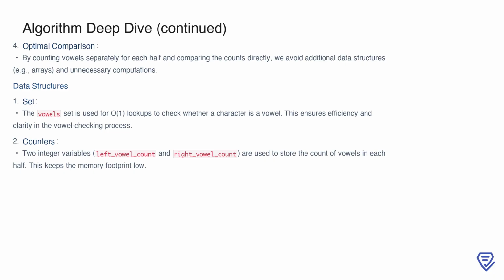The data structures used are minimal. We rely on the vowel set for quick lookups, which is highly efficient, and two integer variables for counting vowels in each half. These choices ensure that the memory usage remains low, regardless of the length of the input string.